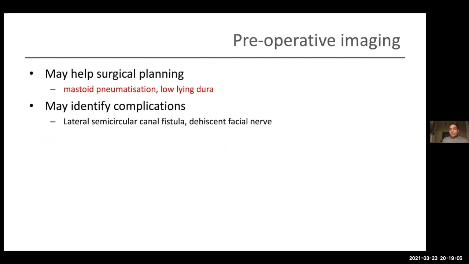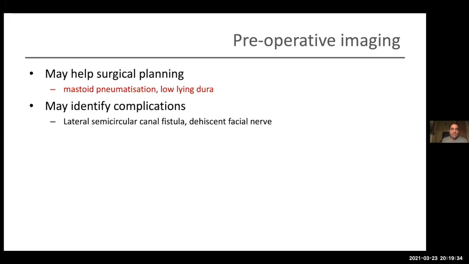So in terms of thinking about before the operation, what might we do? We might need preoperative imaging, and there's debate. It may help with surgical planning. So preoperative imaging may help to identify the degree of mastoid pneumatization. It may also identify, for example, a low-lying dura. Of course, the dura is the roof of the middle ear space. It may also help to identify complications.